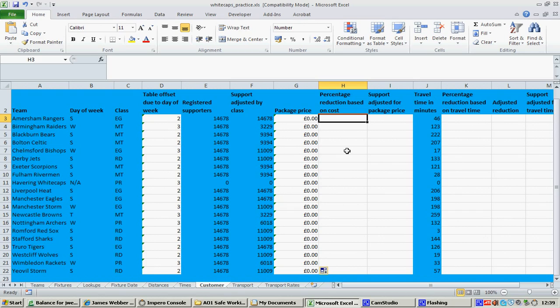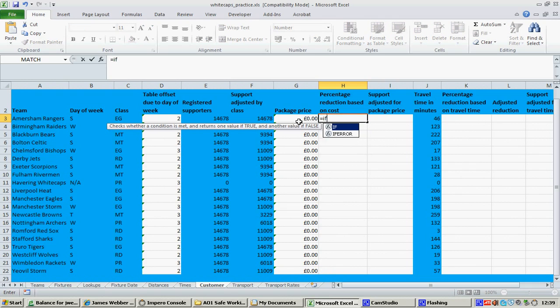So I want to say, if this package price is greater than £100, then only 70% of supporters are actually going to come, because that's a bit too much money. If it's over £150, only 20% are going to come. And I've made up those figures, but I imagine in the exam they're going to give you, as part of the booklet, some of those figures. So let's have a go.